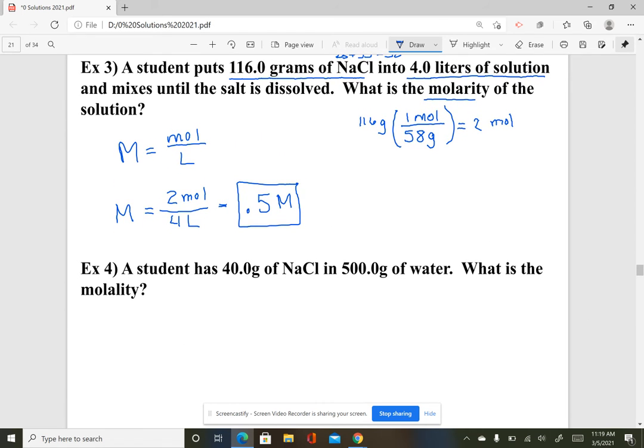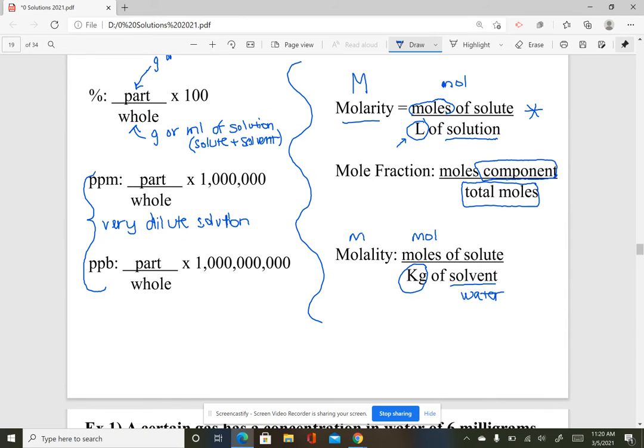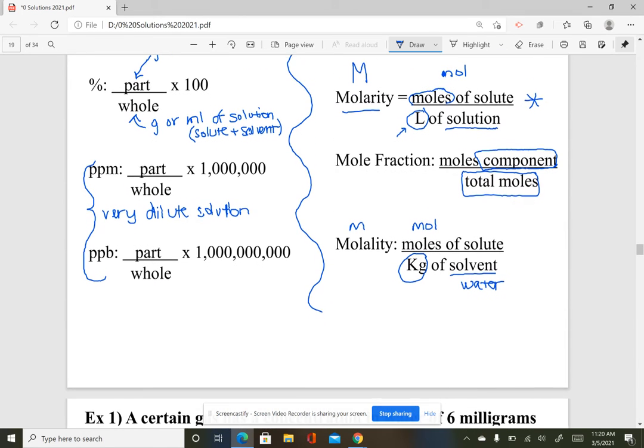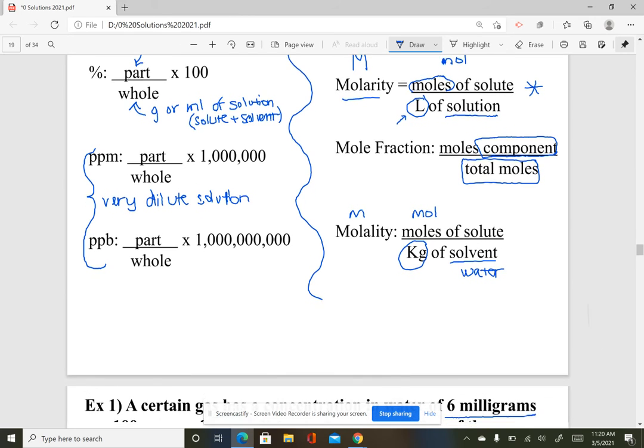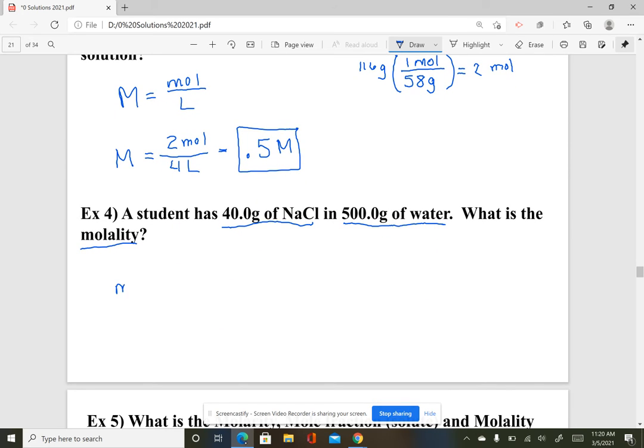All right, example 4. A student has 40 grams of NaCl in 500 grams of water. What is the molality? Okay, so guys, this one is asking for molality, and if we scroll up to our molality formula, it's moles of solute per kilograms of solvent. So molality equals moles over kilograms. I'm solving for molality. That's what they asked me for. Moles of solute over kilograms solvent.